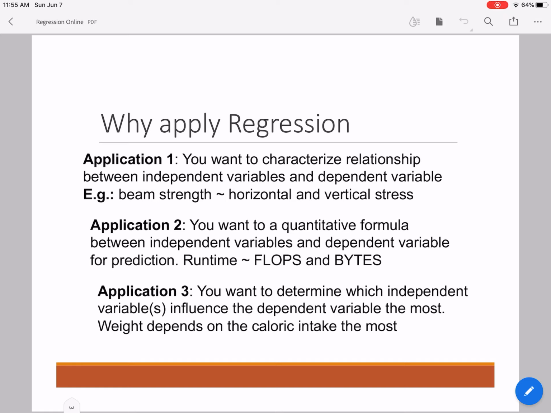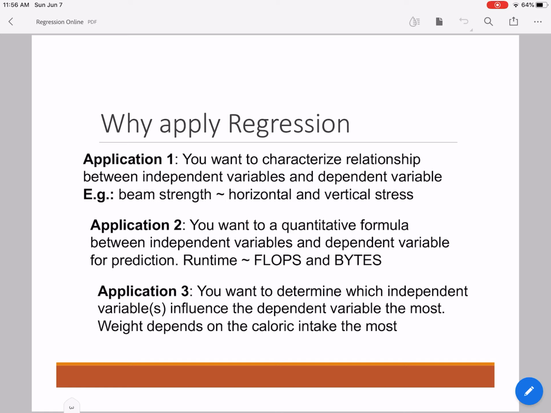So you may perform a lot of empirical studies and quantify the horizontal stress and the vertical stress and find out what the beam strength is using your own set of experiments, and then you can use that data to fit a relationship between the dependent variable, beam strength, and the independent variables, the horizontal stress and the vertical stress.